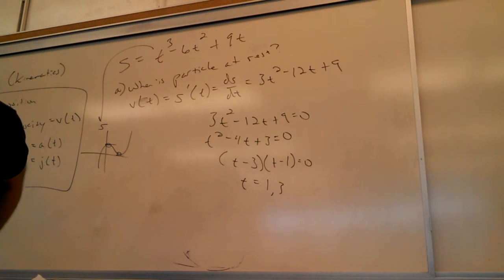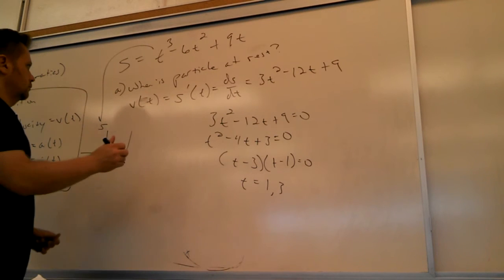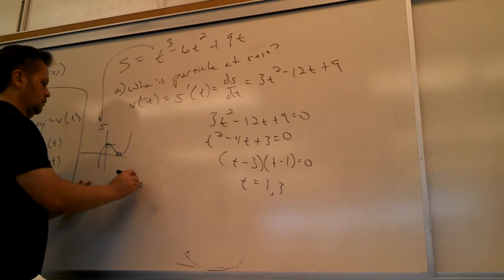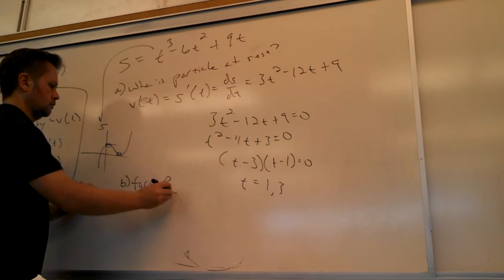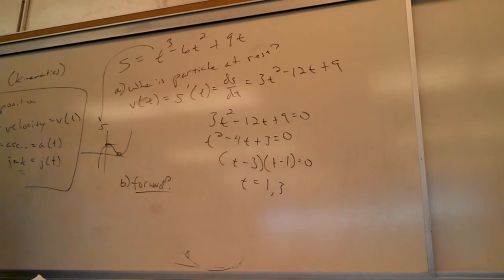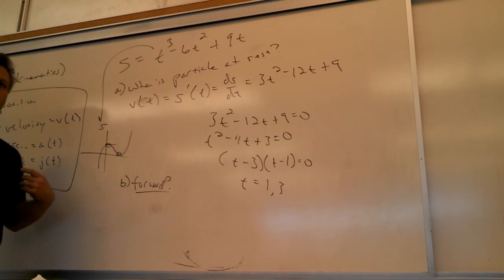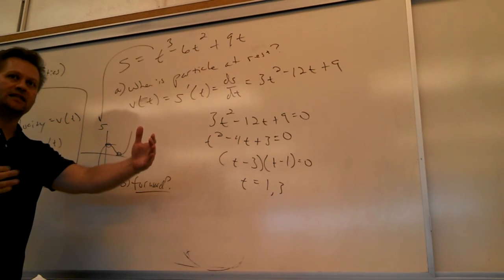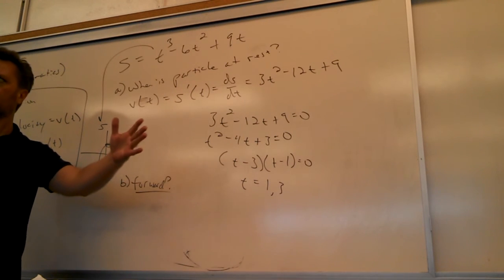Oh, what does it say? When is the particle moving forward? Would that be when acceleration is positive, the first and the second derivative are both positive? Jerk. Sorry. Yeah, velocity is positive. That's all you need. If the velocity is positive, but the acceleration is negative, I'm slowing down, right?